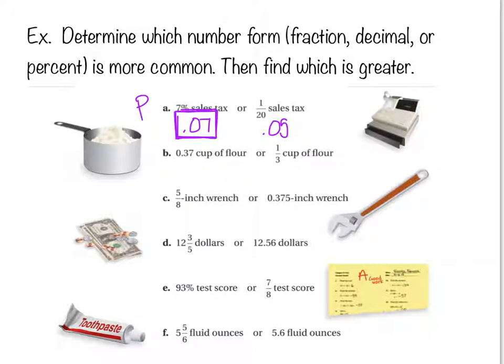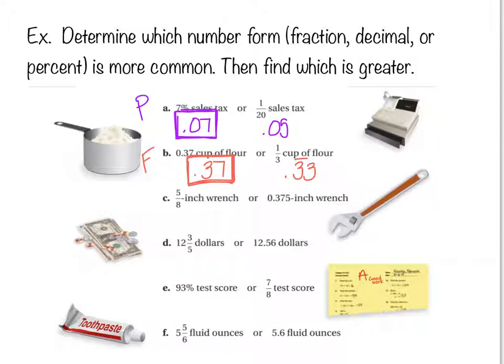For part B, we have 0.37 cups of flour, or 1/3 cup of flour. For those of you that have spent any time in the kitchen, you know that measuring cups are given to you in fraction form, so this is the most common way of seeing this one. But to compare them, write them as decimals. We know 1/3 is 0.3 repeating, or 0.33, as many threes as you'd like, which means 0.37 is bigger than 0.3 repeating.